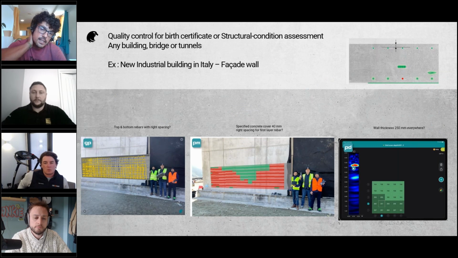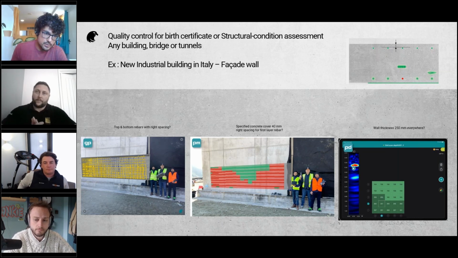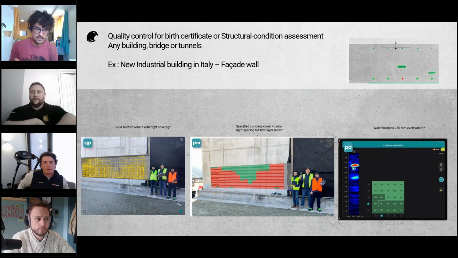And this is just the last, I think it's the last slide. This is a really good example we had with some colleagues some weeks ago. It was a quality control for structural condition certificates. In this case, they decided to use these three sensors together. First of all, to locate where all the rebars were, and to contrast them with the as-built drawings, and to state that this concrete element was complying with the requirements.